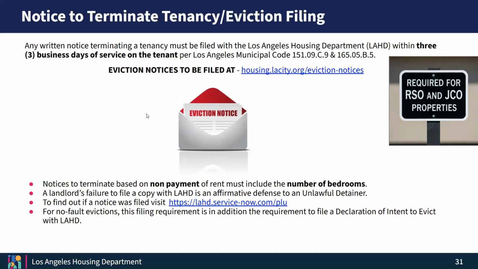To find out if a notice was filed, you can visit that website, come to the front counter, or call the hotline number. For no-fault evictions, this filing requirement is in addition to the requirement to file a declaration of intent to evict with the Los Angeles Housing Department. Next slide.